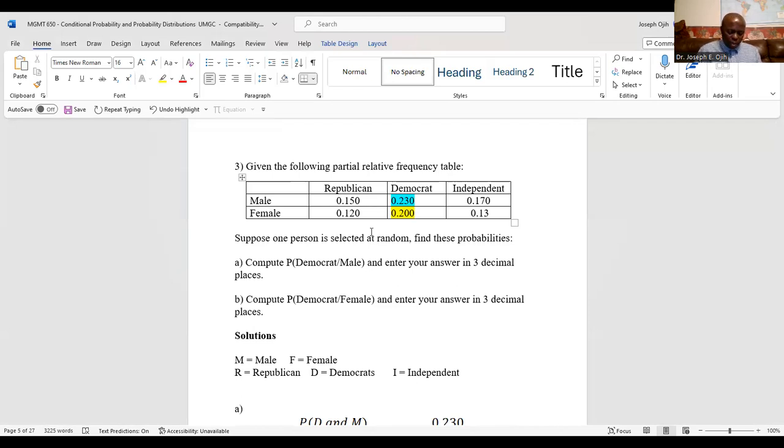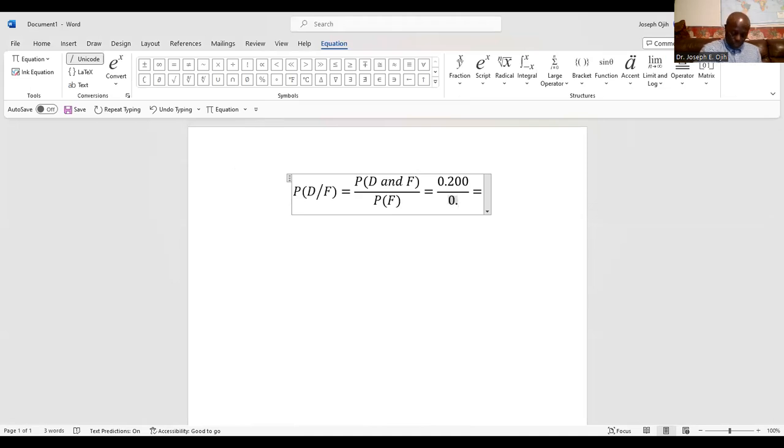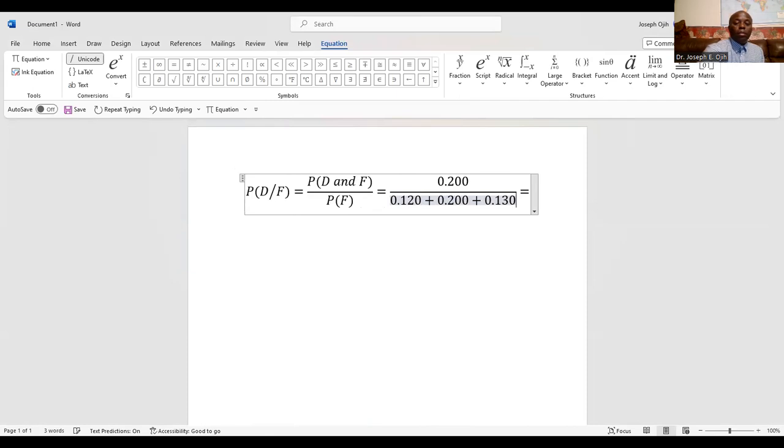0.200 divided by 0.120 plus 0.200 plus 0.130. So let's put them in. So we have 0.120 plus 0.200 plus 0.130. And that will give us the answer we are looking for in that question.